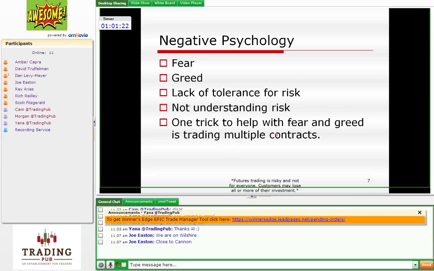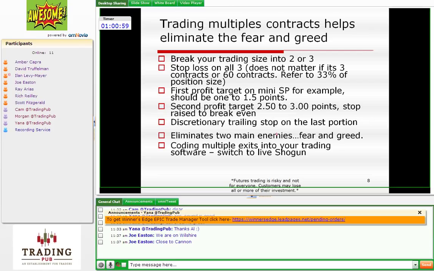And one trick that I found that helped me with fear and greed is trading multiple contracts. I'm talking here about discretionary trading, because as of the last year or so, I've been doing mostly automated trading of systems that I've designed, simply because my main job is being a broker. And as a broker, I talk to clients, I answer my phone, I answer emails, I assist online self-directed broker assist clients, etc. But I've done thousands of discretionary trades on behalf of broker assist clients, for managed accounts.